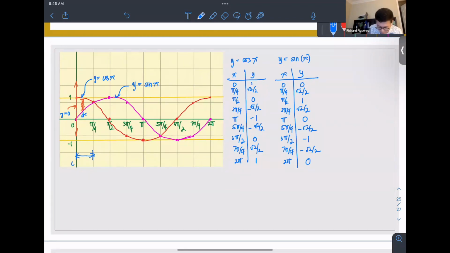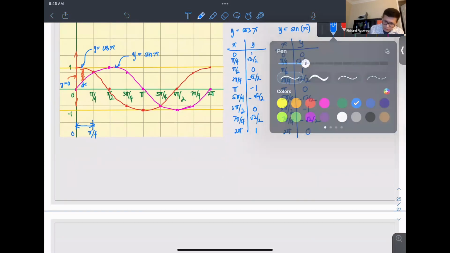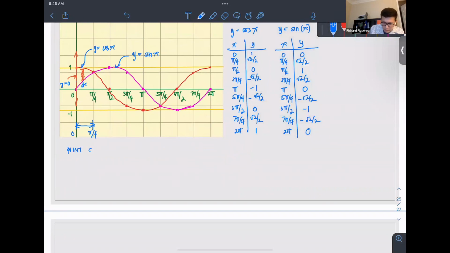So therefore, since this is a vertical strip, we're going to consider the x interval. That is 0 until the intersection of the cosine function and the sine function, which is at pi over 4. As you can see on our table, at pi over 4, y is square root of 2 over 2 for both, both positive. So therefore, they intersect at that particular point.